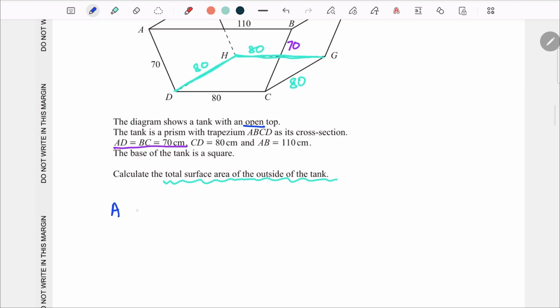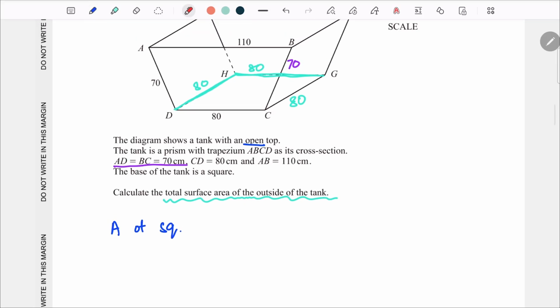The base is basically a square. So the area of square CDHG is going to be L squared. So 80 times 80, and this is equal to 6400 centimeter squared.